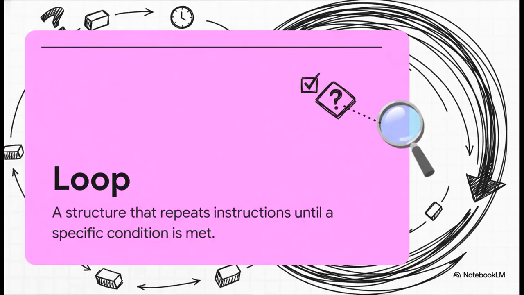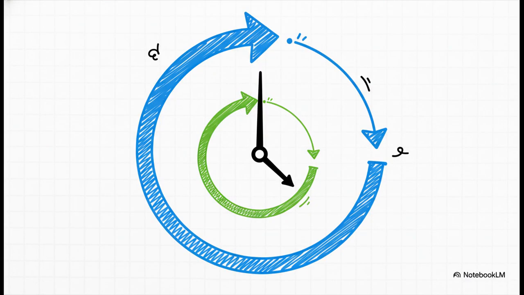Okay, so here's the more official definition. And the most important part is right there at the end, until a specific condition is met. That condition? It's everything. It's the big red stop button that keeps the loop from just running forever and crashing the whole program.